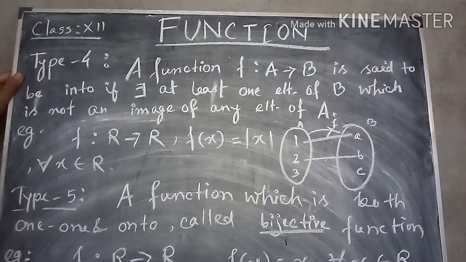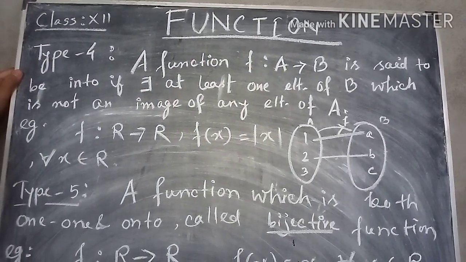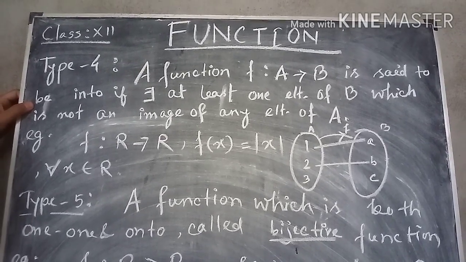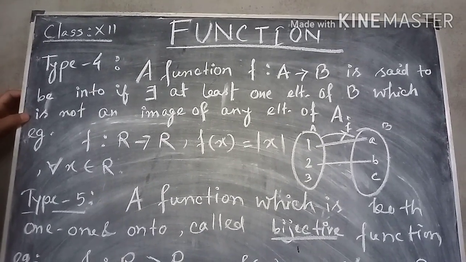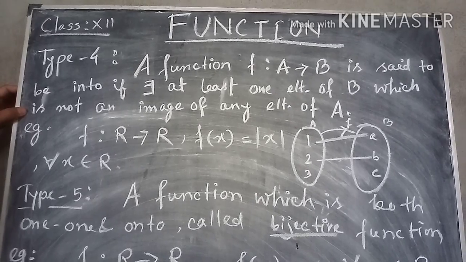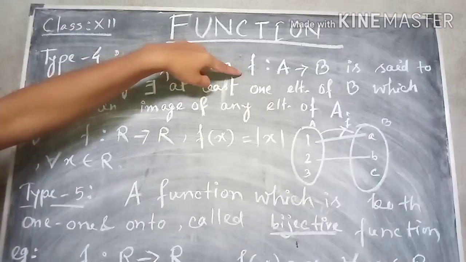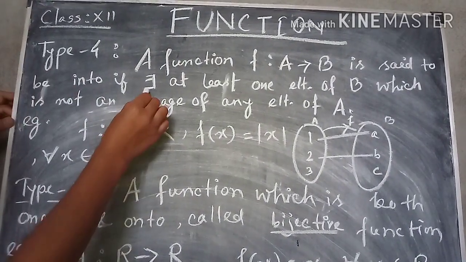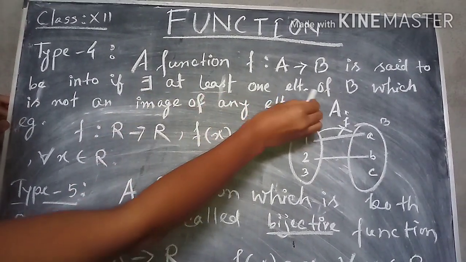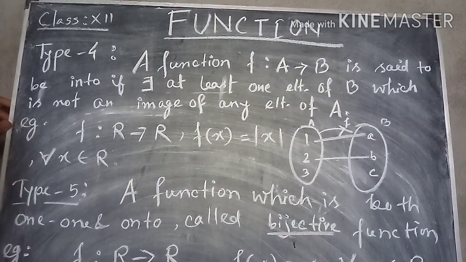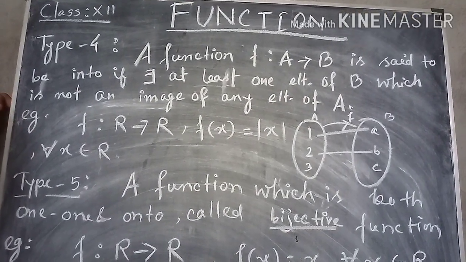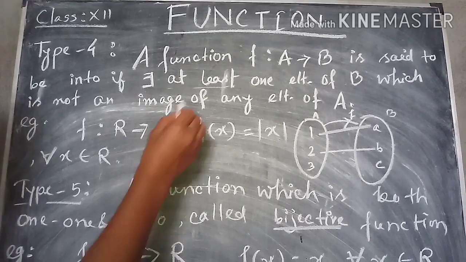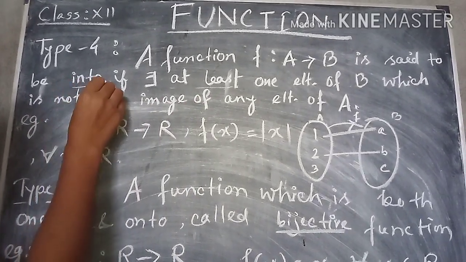Type 4, a function f from A to B is said to be into if there exists at least one element of B which is not an image of any element of A. I would like to explain the definition of into function with a figure.